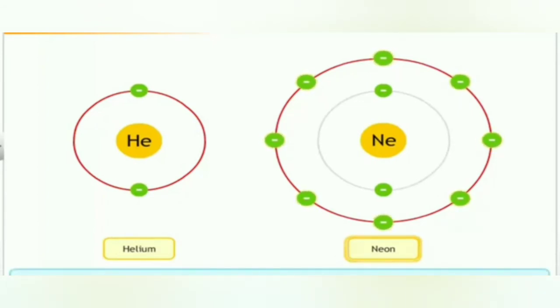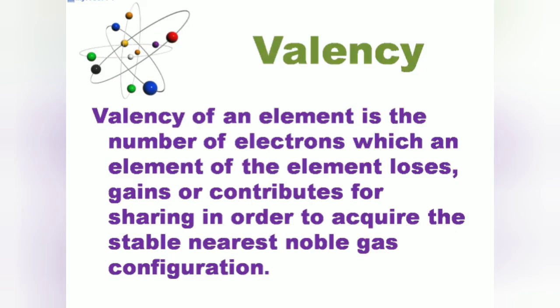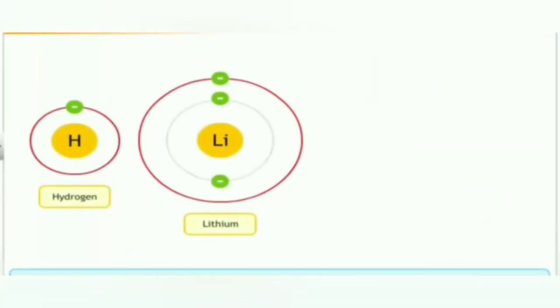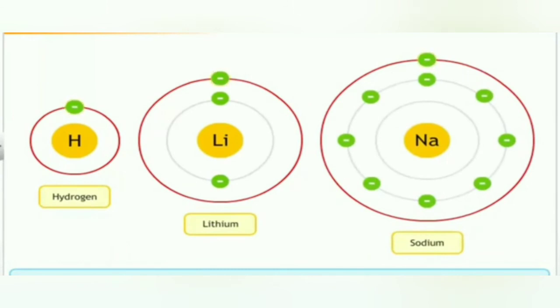The combining capacity of the atom to form molecules either with the same or different elements is called as valency. Valency of an element is expressed in terms of number of electrons which an atom of the element loses, gains or contributes for sharing in order to acquire the stable nearest noble gas configuration. For example, elements like hydrogen, lithium and sodium atoms contain 1 electron in the outermost shell. Therefore, they can lose 1 electron to become stable, so their valency is 1.